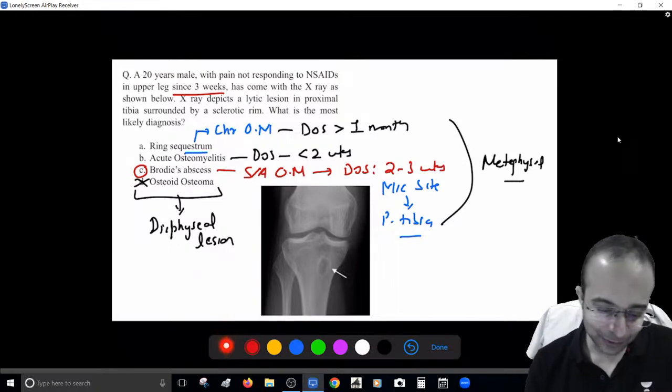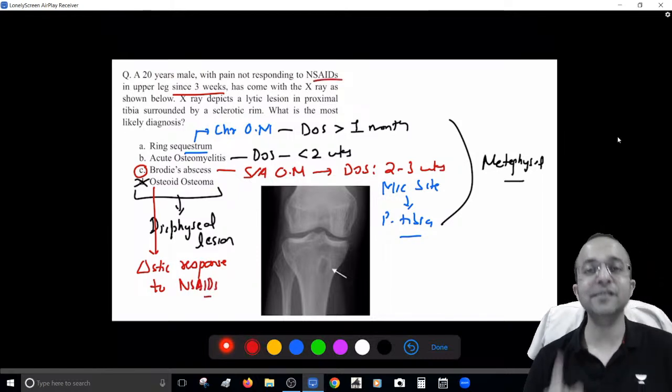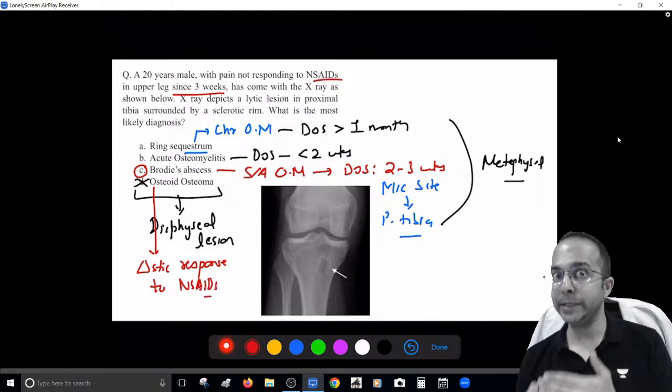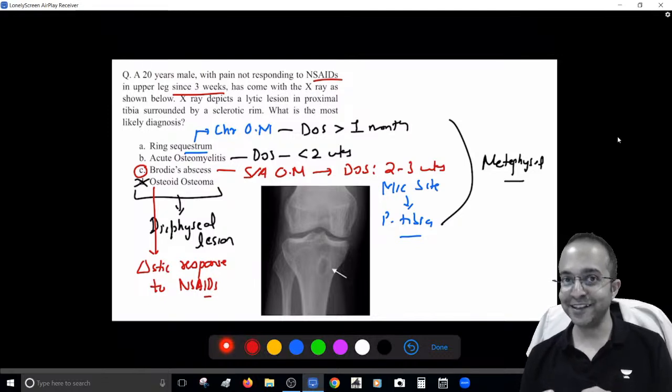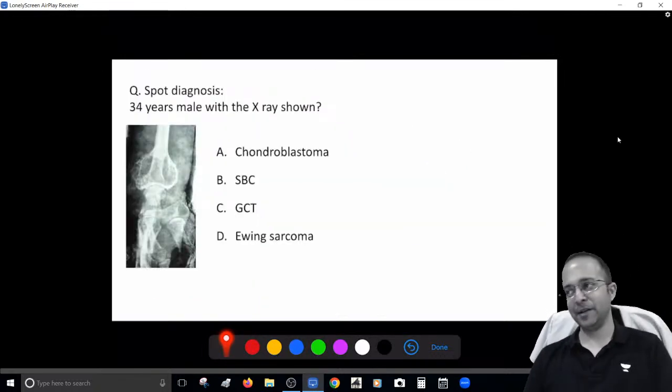NSAIDs, absolutely right. What you find with osteoblastoma is a diagnostic response to NSAIDs, and here this patient is not responding to NSAIDs. Perhaps how can he respond to NSAIDs? This is infection. Infection will need antibiotics, not NSAIDs. Osteoblastoma might respond to NSAIDs. So that's why I've totally taken out osteoblastoma, and this is a case of Brodie's abscess. Full marks.